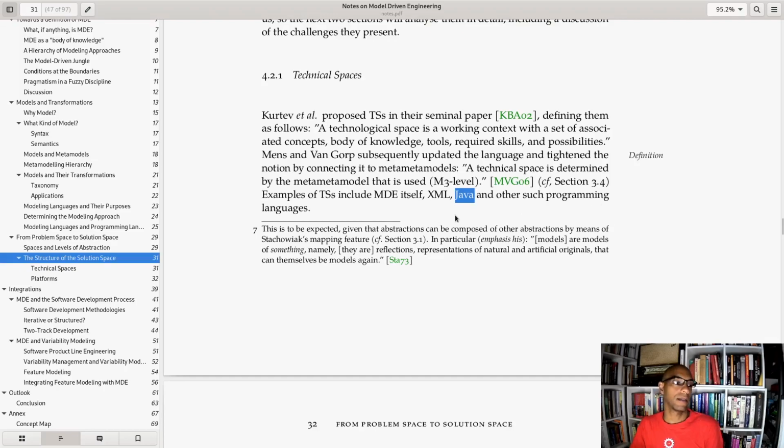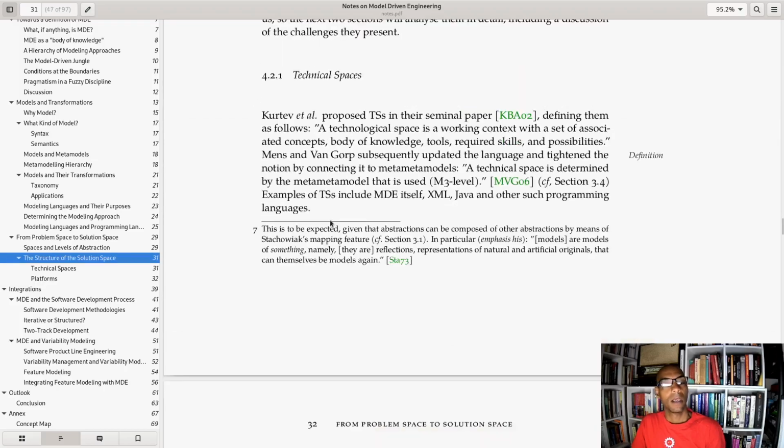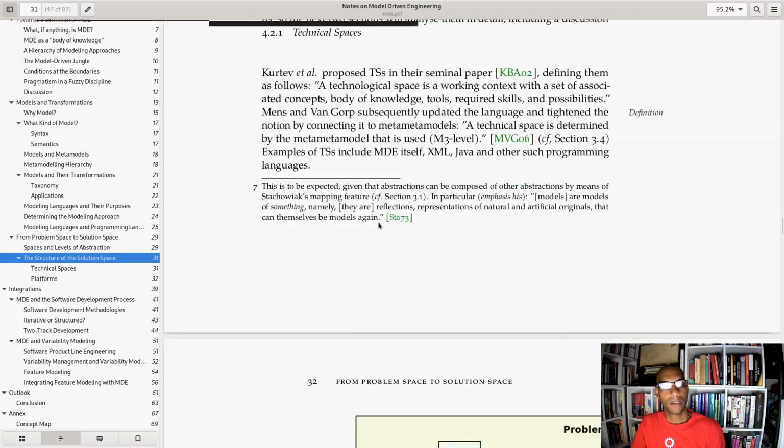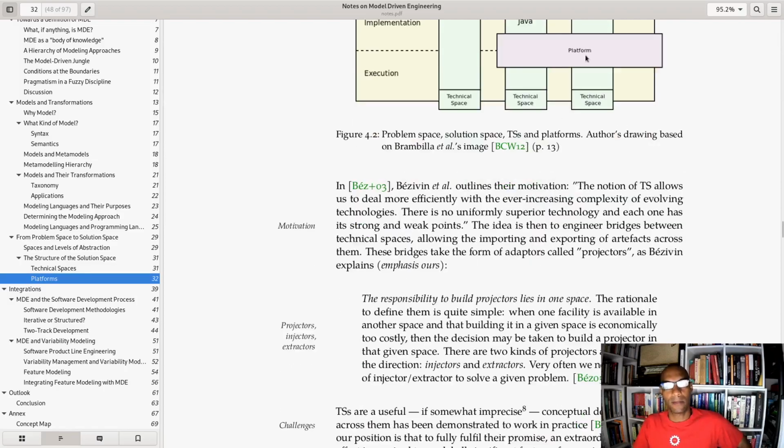Because if I say Ant, or JUnit, or any of Maven, even though these are old things probably, all these things should really be part of the Java technical space. And of course, just like there is the Java technical space, there are many other technical spaces. And then the second related concept to technical space is the concept of a platform.